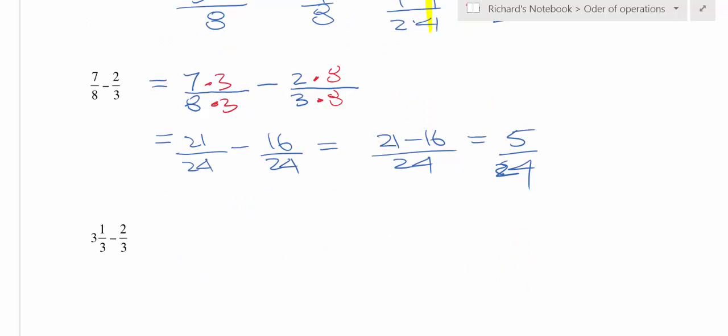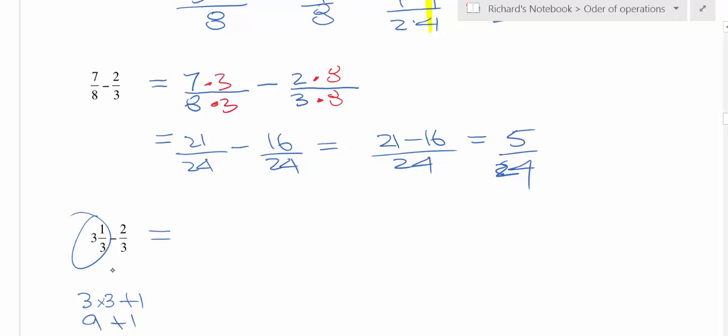Well, here we have a mixed number, 3 1/3. Here's how you deal with this. You take the denominator, which is a 3, multiply it by the whole number, and add the numerator. So I'm going to go 3 times 3 plus 1. 3 times 3 is 9, plus 1, 10.